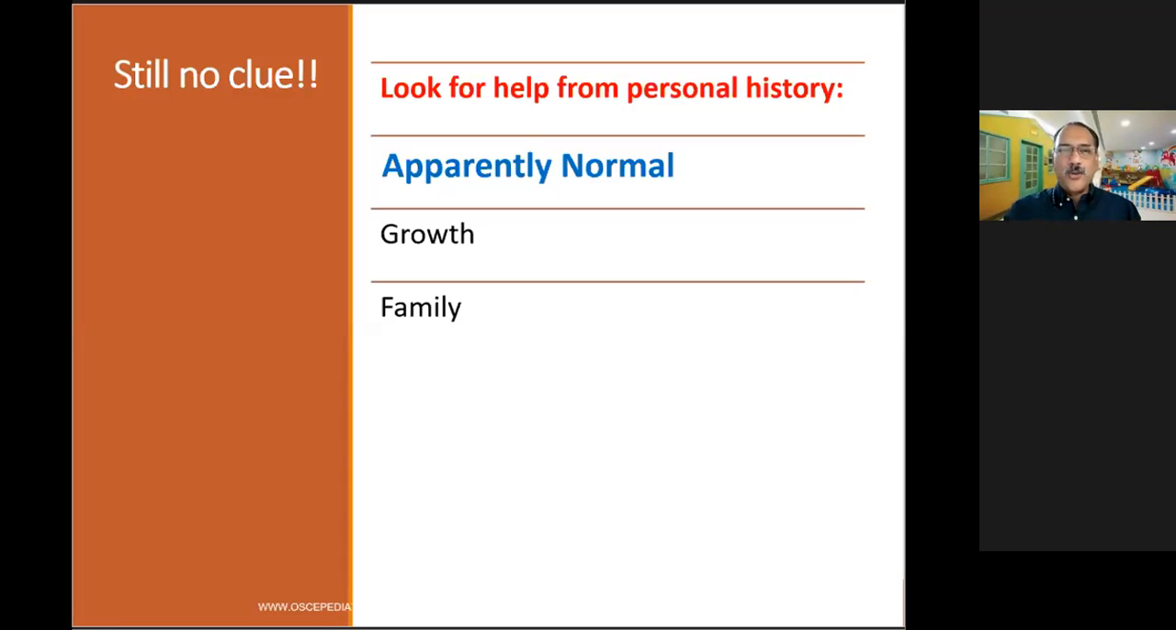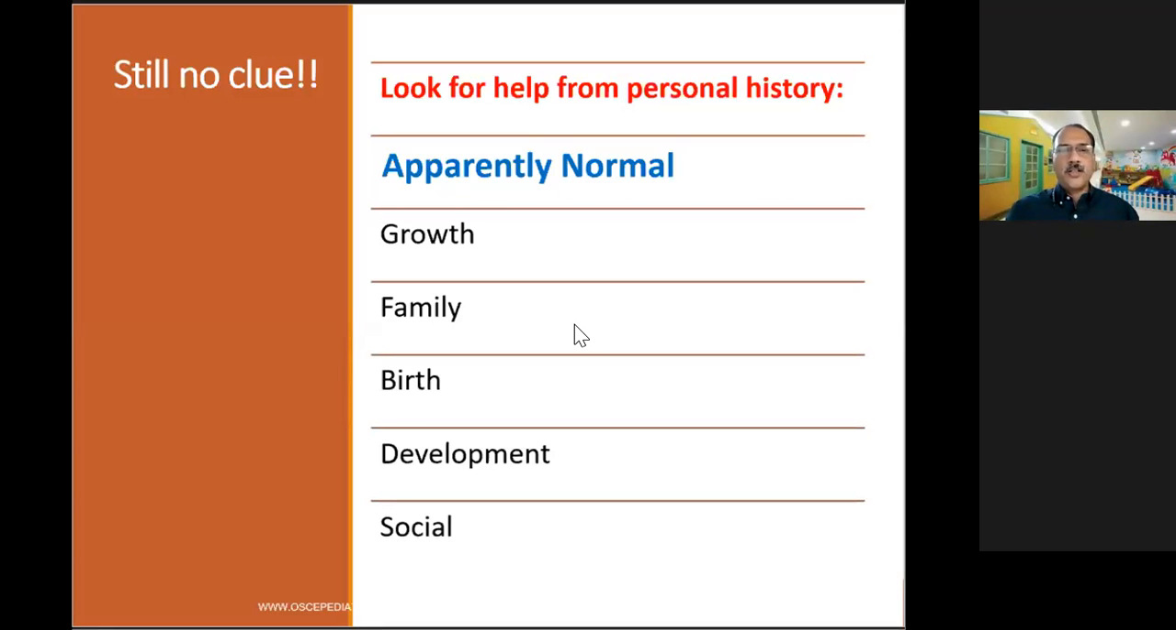So what I'm trying to emphasize here is you must take a proper history when you don't have enough clues coming from your standard chief complaints. Then you need to ask for birth history, developmental history, social history, and so on and so forth. And make sure that if you find any lead, you go through it in detail.